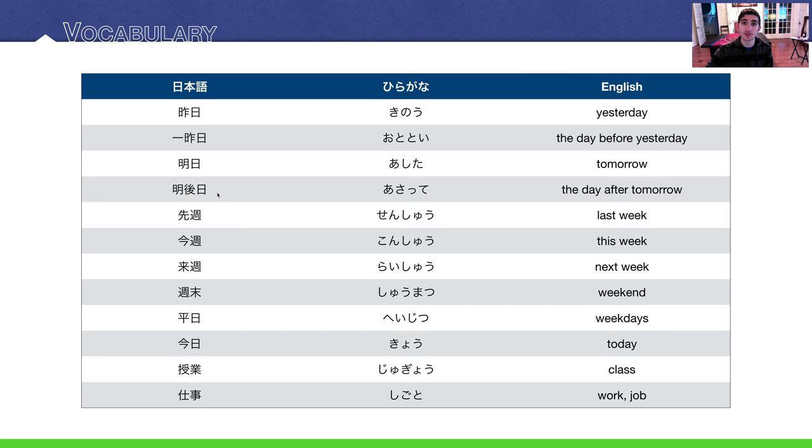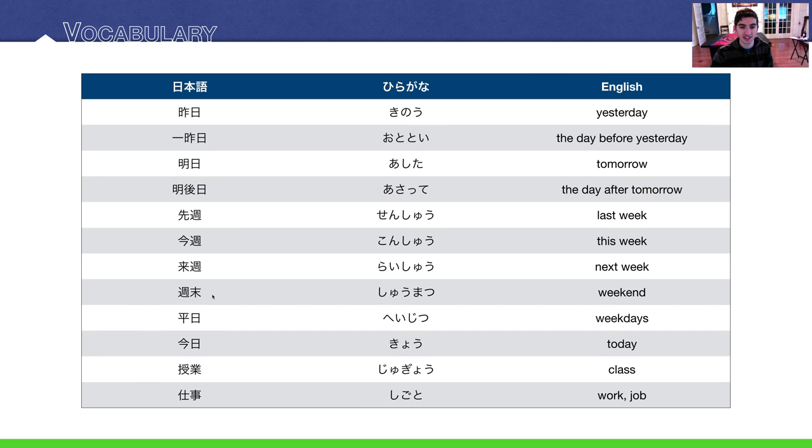Notice Japanese has actual words for these, whereas in English we have to say the day before or the day after. Really interesting. Last week is 先週. This week, 今週. And next week, 来週. You'll notice that in a previous lesson I taught you the word for now, which is 今. Here's the character for 今 and the character for 週, literally meaning now week, or this week. That's how you can remember some of these words, by looking at their kanji.